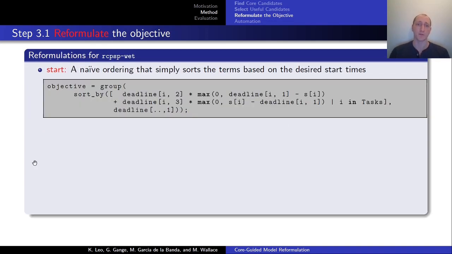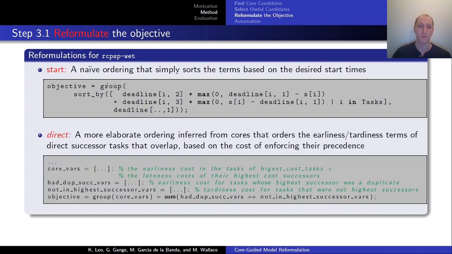For the RCPSP wet model, we have two main reformulations. The first was just a naive experiment that simply ordered the tasks in the order of their start times and applied this group function. The other reformulation tried to emulate the cores that we saw by finding tasks that were direct successors and had an overlap, and we just automatically added in that new variable.